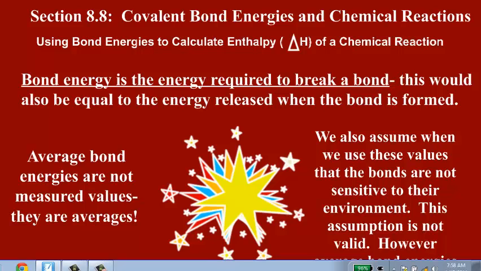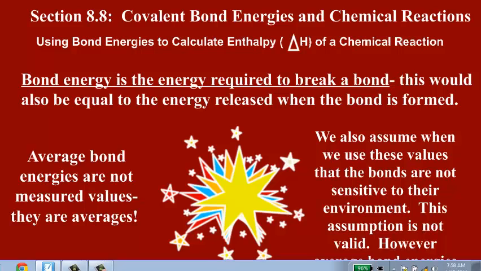So it's the energy needed to break a bond. They are not measured values; they are averages. We make an assumption that bond energy does not depend on the environment, when it really does. So they are approximations, but they come really close to other ways, because there are lots of ways we can calculate the energy change of a reaction. This is just one, and it gets pretty close to real values.